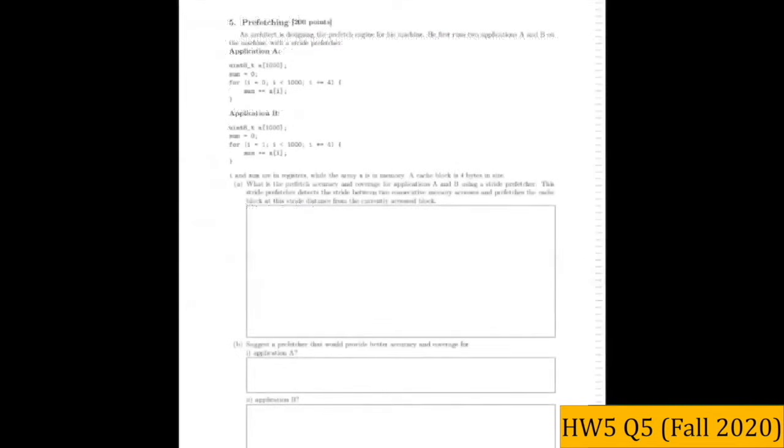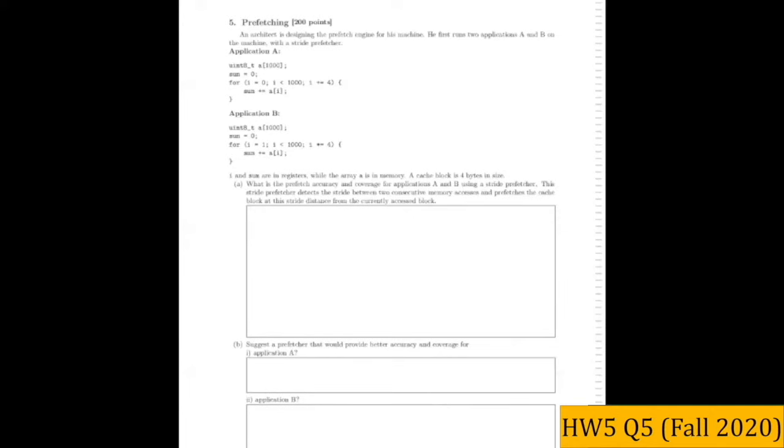Okay, let's read the question first. An architect is designing a prefetch engine for his machine. He first runs 2 applications A and B on the machine with a stride prefetcher. Applications A and B both are accessing an array A of 1000 unit 8 elements. The only difference between application A and B is that while the array index of application A is incremented by 4, the array index of application B is multiplied by 4. We know that I and sum are in registers while the array A is in memory. We also know that a cache block is of 4 bytes in size. The first question is, what is the prefetch accuracy and coverage for application A and B respectively using a stride prefetcher?